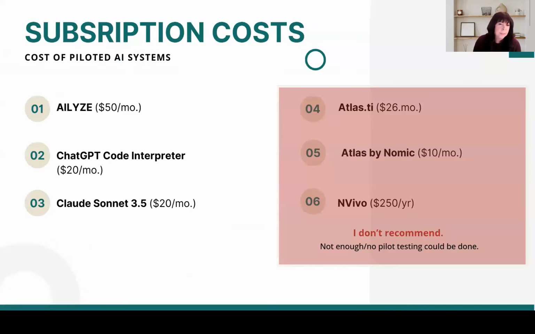Okay, next slide, please. Just to round out in terms of the costs, they range in cost. iLies is somewhat expensive at $50 a month. We've already seen the cost for ChatGPT and Claude Sonnet, both $20. And then the other systems range anywhere between $26 and $10 to NVivo, which, as I said, I couldn't pilot, but its AI feature costs $250 a year. And the systems on the right, I really just couldn't experiment with them enough to recommend them at this time.